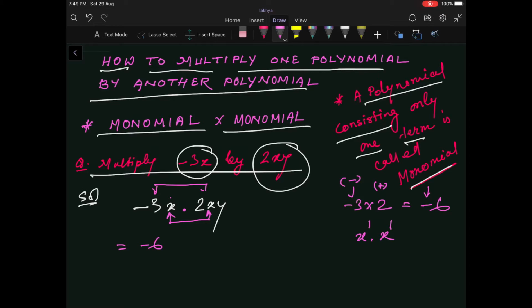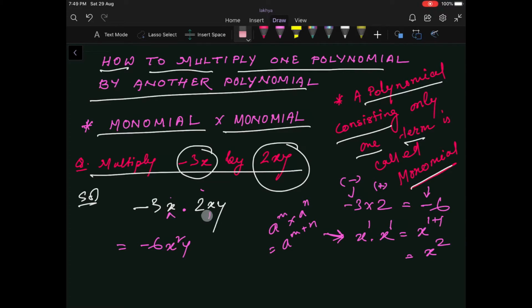Now here we have to apply the laws of index. a to the power m into a to the power n is equal to a to the power m plus n. So according to that law, it must give x to the power 1 plus 1, that's equal to x to the power 2. So that's why there will be x square. Then y is present in this polynomial only, not here, so there will be only one y. Hope you have understood this. That's how we can multiply one monomial by another monomial.